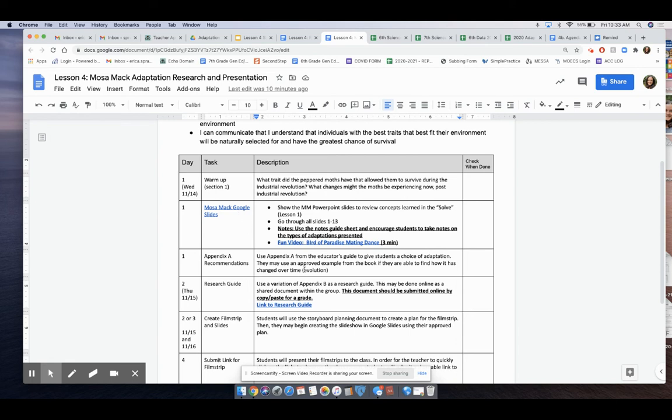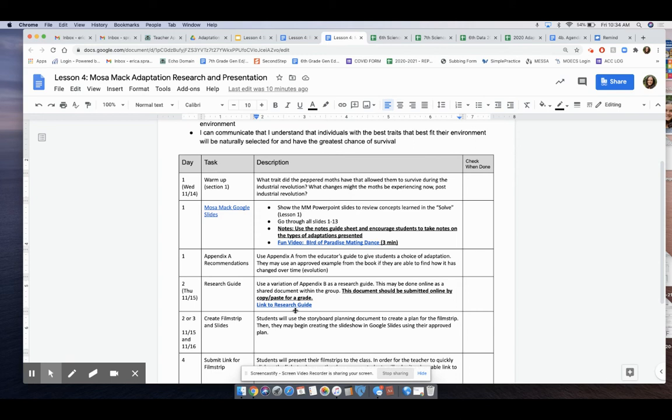All right, there is an Appendix A, which I'll link in here from my guide with a whole bunch of choices for adaptations that you might like to use. You don't have to pick from this list, but I do want you to run it by me so I can approve it for you before you start the presentation research.